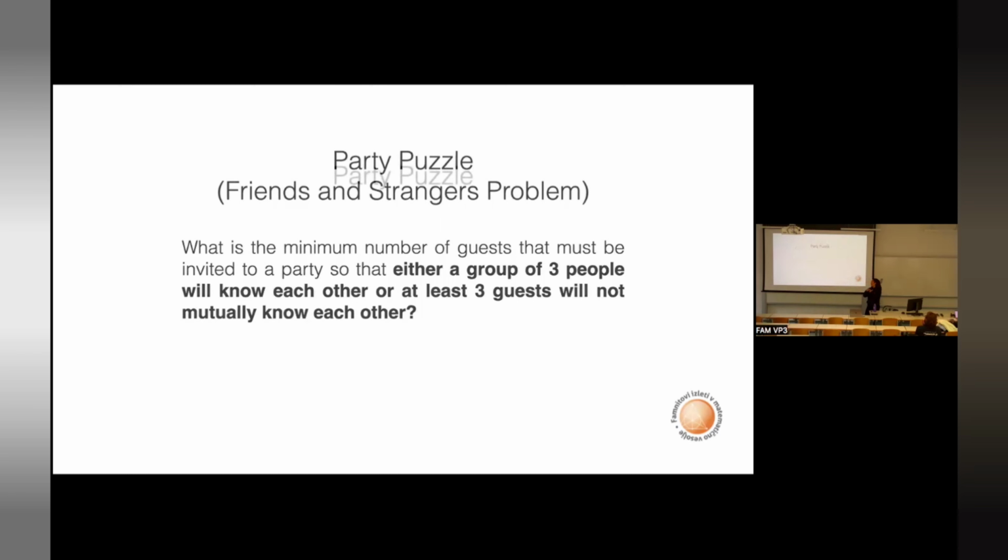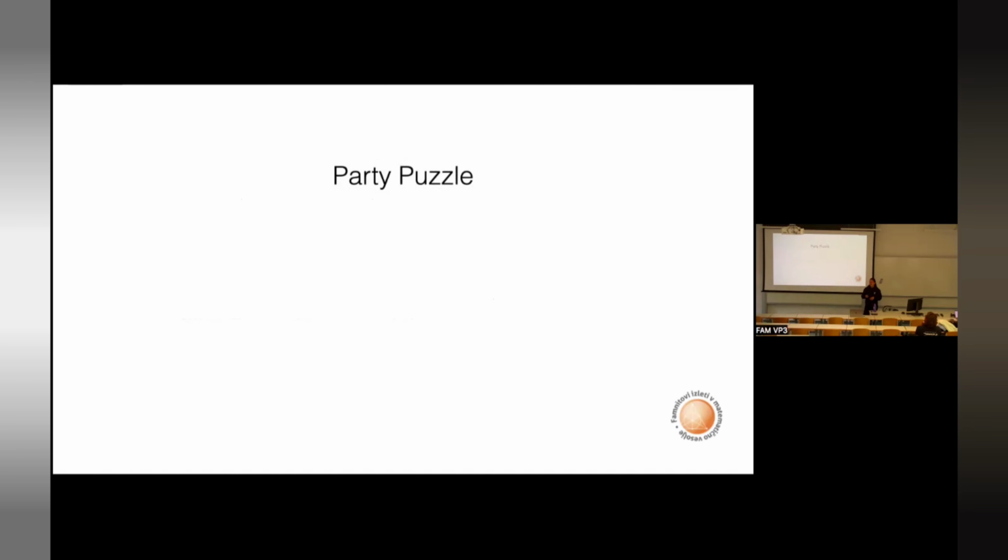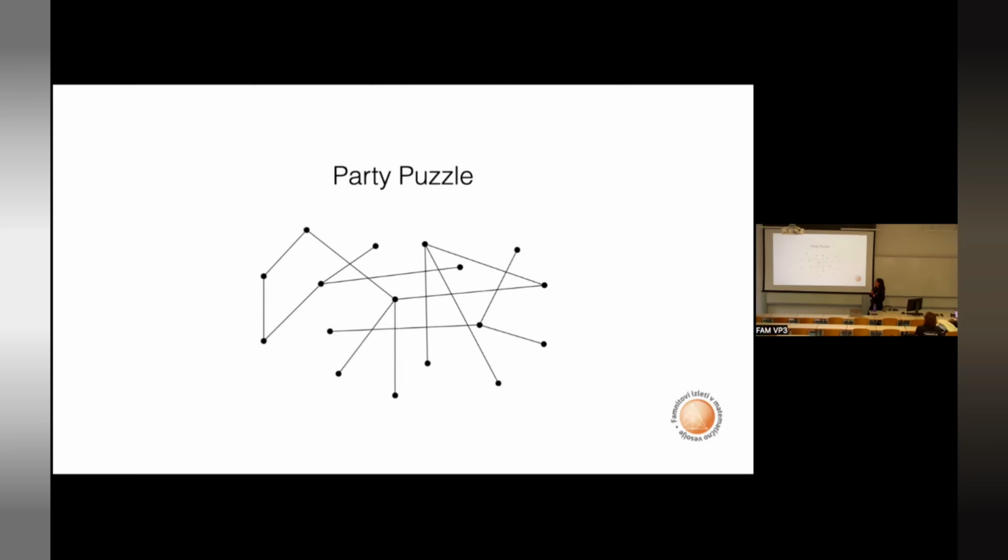How can I turn this problem into an area of mathematics? Let's put 1 point for each person. Let's say I have this amount of people in the party or in one room. Now I will put 1 line between 2 people, or 2 points in this case, if they know each other. And if they don't know each other, I won't put any line. So let's say I have this structure.